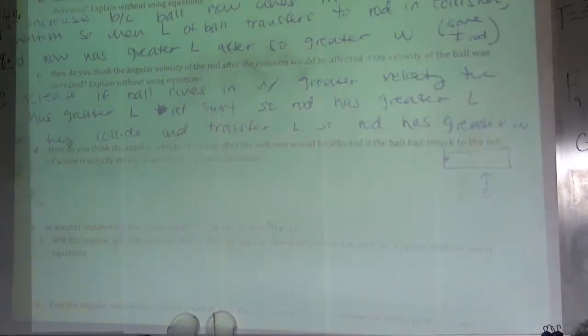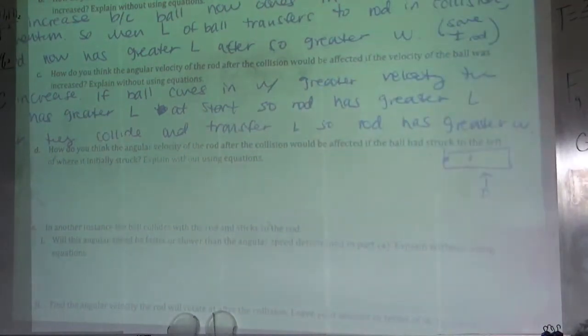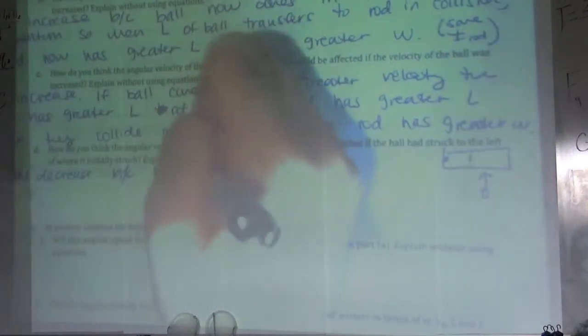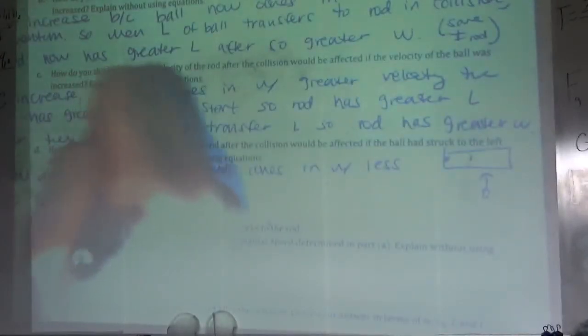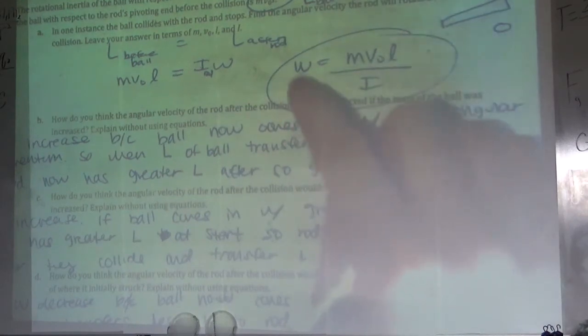So now it's coming in with less angular momentum. If it comes in with less angular momentum, that means it transfers less to the rod, so the rod will go slower. So your omega would decrease, because the ball now comes in with less angular momentum, so it transfers less angular momentum to the rod, so the rod has less angular velocity. You also can check with your equation, because now you wouldn't be putting in L, you'd be putting in some distance that is less than L, so then this would be less.